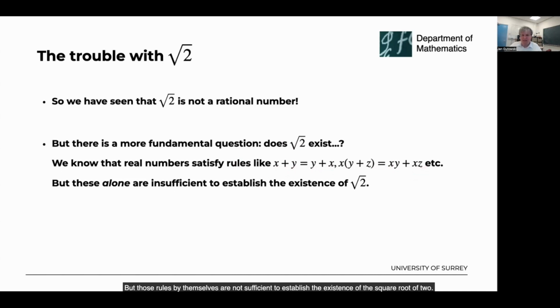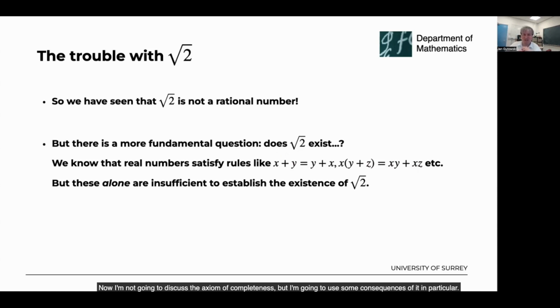But those rules by themselves are not sufficient to establish the existence of the square root of 2, because if you think about it, the rational numbers also satisfy x plus y is equal to y plus x, and also this property as well as various other algebraic axioms. And we know that the square root of 2 is not a rational number. So I can't establish the existence of the square root of 2 just by using properties which the rational numbers also satisfy. There must be a hidden property of the real numbers, which is satisfied by real numbers, but not by rational numbers. And this is actually known as the axiom of completeness.